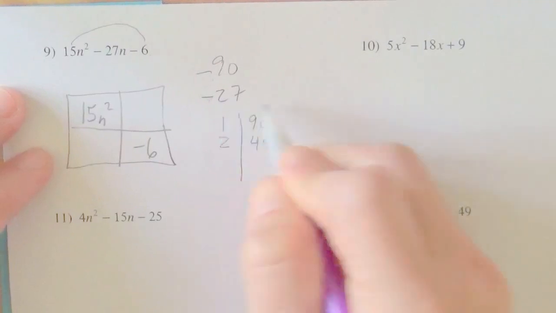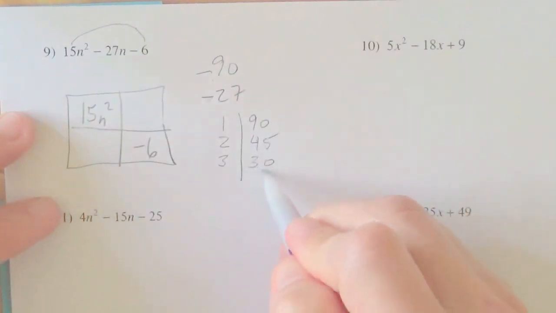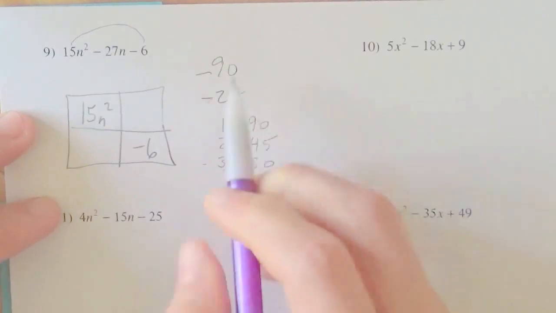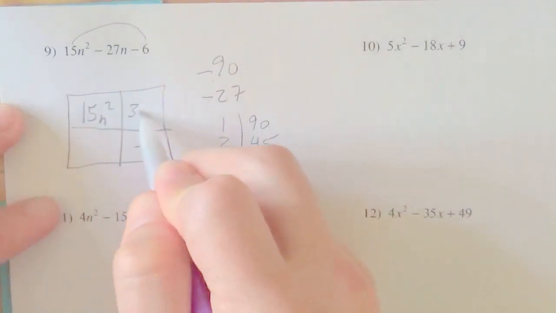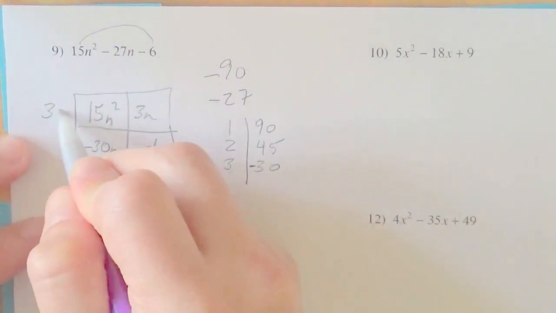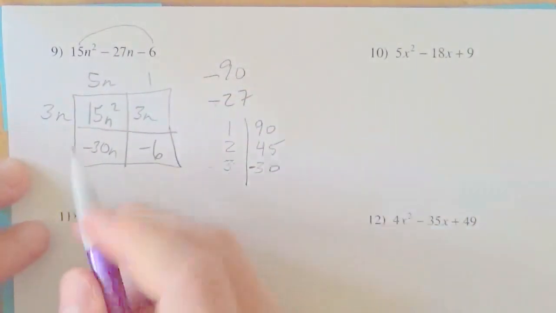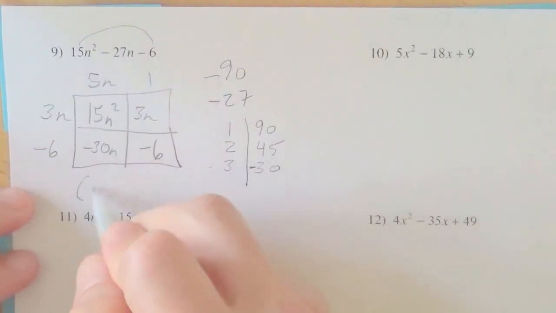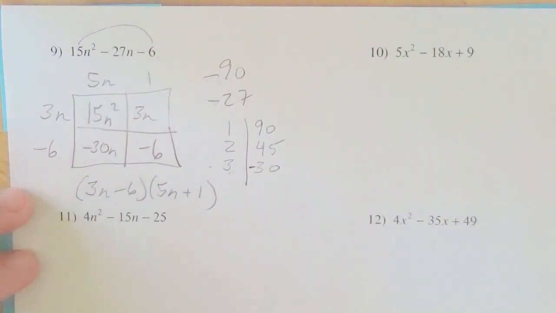We got 2 and 45, that's not going to make a 27. 3 and 30, oh yeah, that'll work, right? So if I do 30 and a 3 minus 30, 3 times minus 30 will be minus 90, 3 minus 30 will be minus 27. There it is. So I'll put the 3n and the minus 30n there, and I'll just factor out GCFs. So pull out a 3n, be left with 5n and a 1. Pull out a negative 6, and I'll be left with 5n and a 1. It's so working. So I have 3n minus 6 times 5n plus 1. And there you have it.